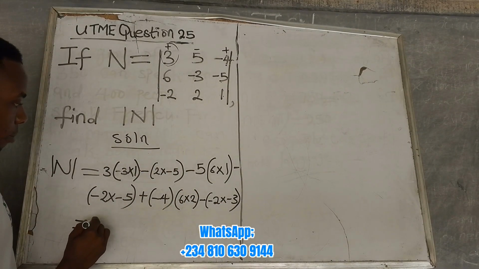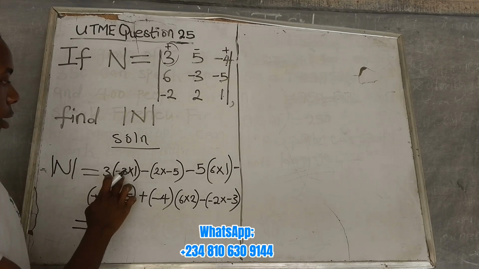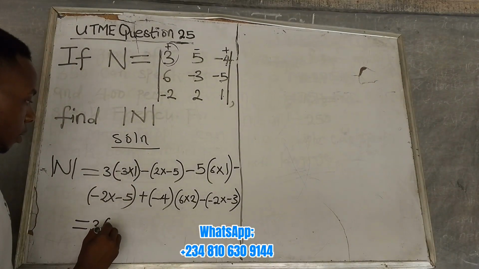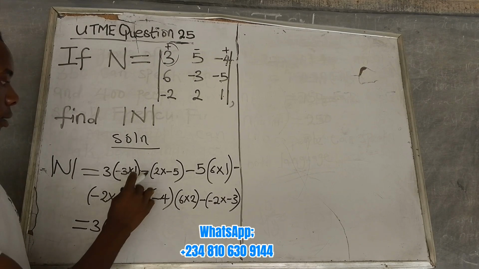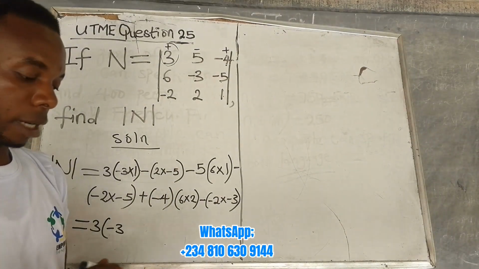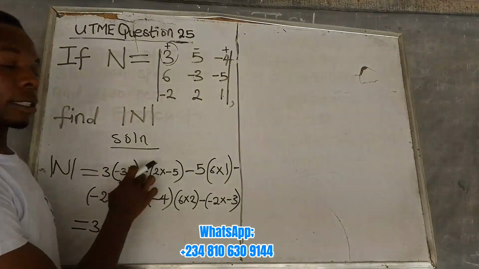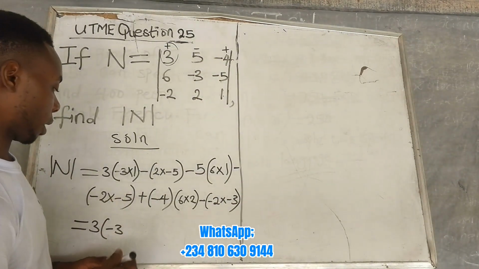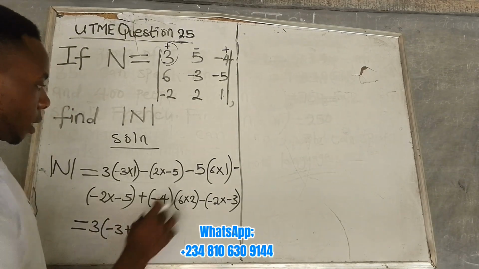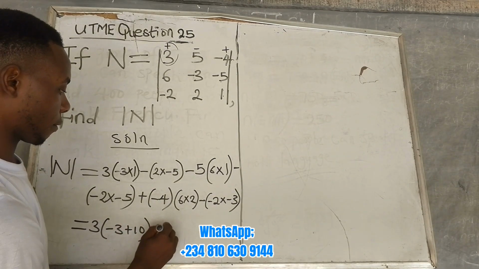Now this is 3. Bring it down. Right. This is minus 3 times 1. Minus 3 times 1 is minus 3, right? And this is 2 times minus 5. 2 times minus 5 is minus 10. Then minus 10 times this minus here will give us plus. So this will be plus 10. Close the bracket. And bring down this minus 5.